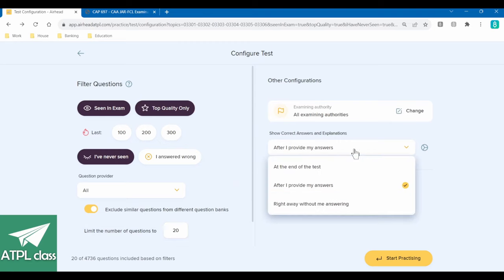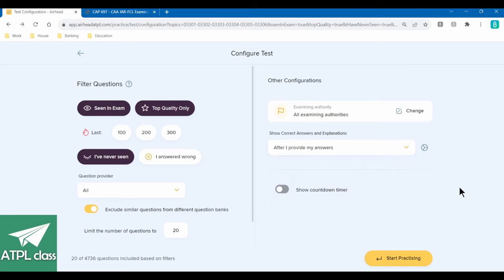I want to have the immediate satisfaction of giving me the correct answers just after I try and select them. We won't submit my answer automatically, we won't go to the next question automatically, and we won't show a countdown timer. So let's go.